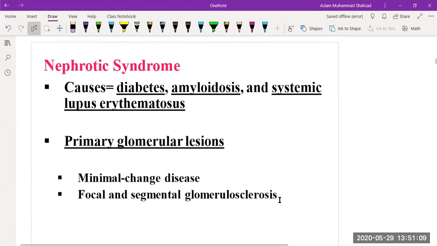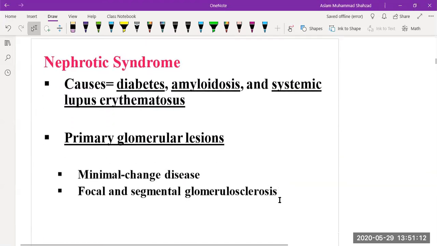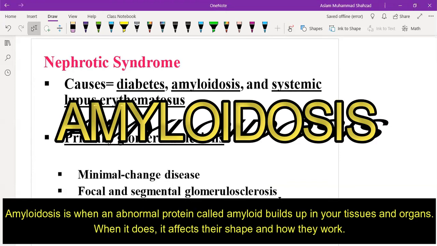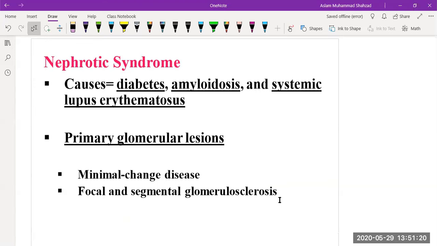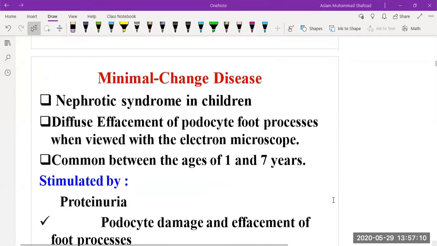Different types of nephrotic syndromes occur in different people. What are the causes of nephrotic syndrome? There are a number of causes. Diabetes is one cause, then amyloidosis, systemic lupus erythematosus, and a number of other causes that are responsible for nephrotic syndrome. Among them, diabetes is very common. The primary glomerular lesions in nephrotic syndrome are further classified into minimal change disease and focal segmental glomerulosclerosis. Let's discuss them one by one.